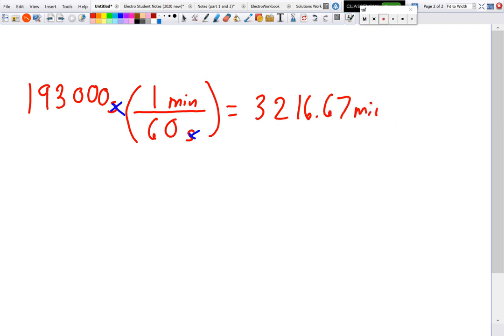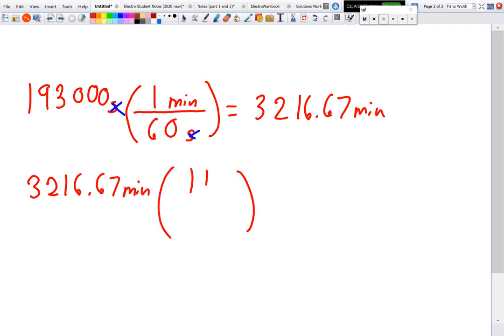3,216.67 minutes. Now this could be an answer as well if the question does state, what is the time in minutes. You can easily say this, but this still isn't really a logical answer. Like, what are 3,216 minutes? So if you want to take that and convert it once again, maybe a more reasonable unit could be hours, you can, as long as you know the conversion factor, right?